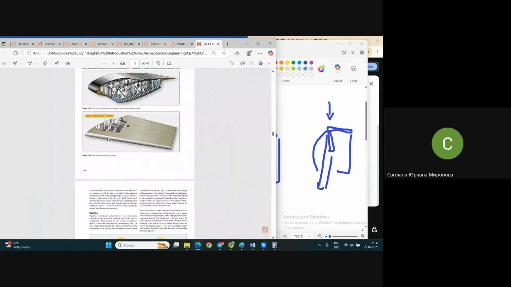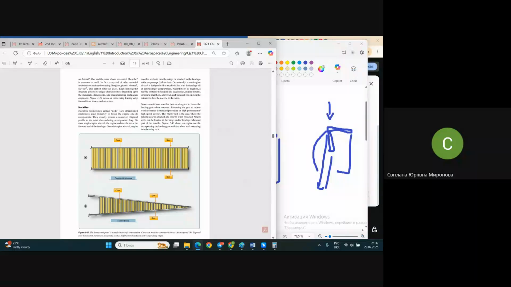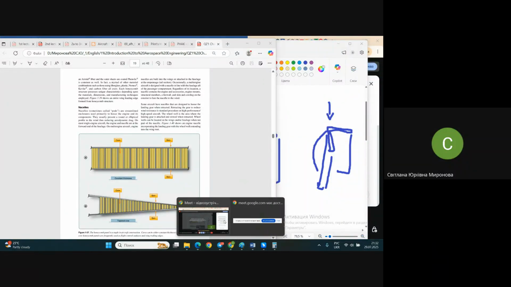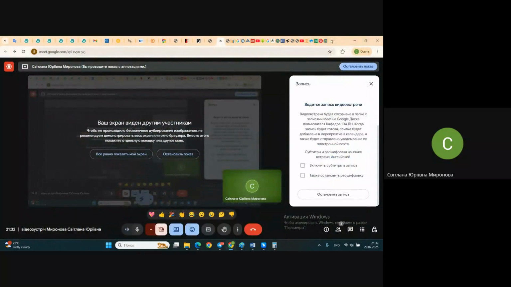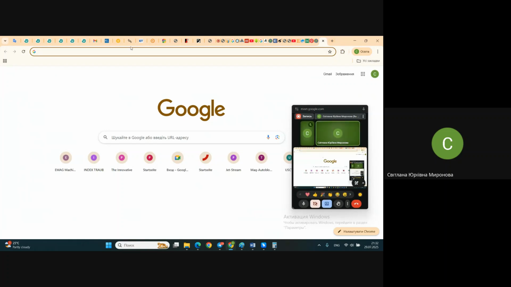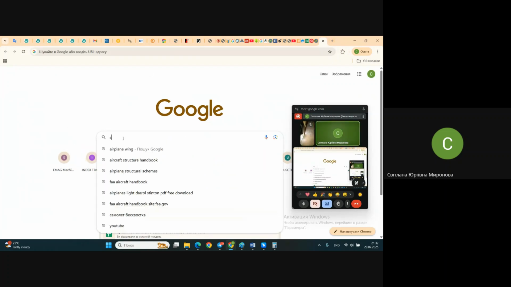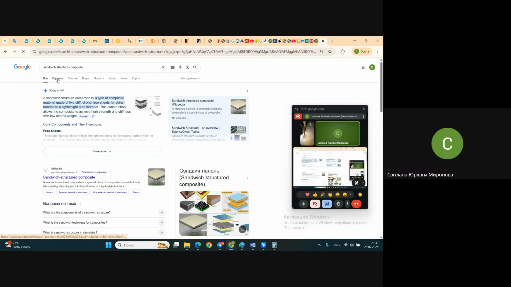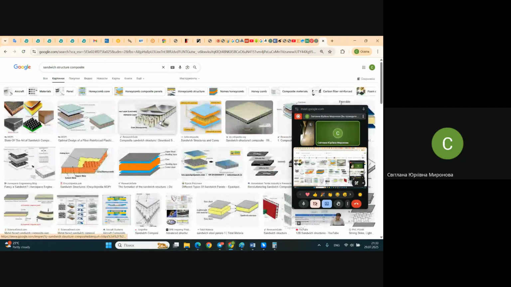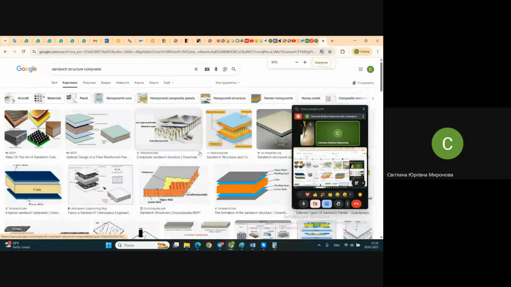I have seen the honeycomb structure in this book somewhere, not far. So let's try to take a look immediately. Sandwich structure, honeycomb, sandwich structure composite. In pictures, I trust it's more understandable than in my explanation.